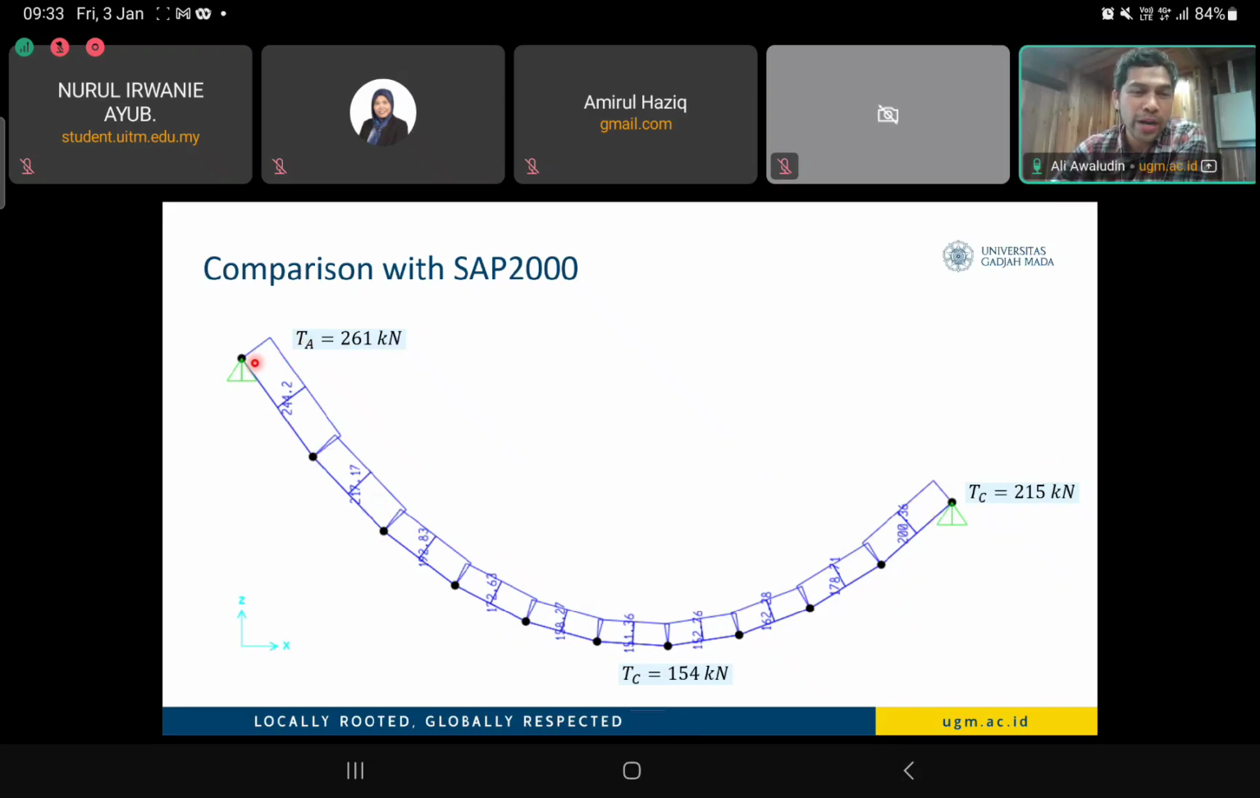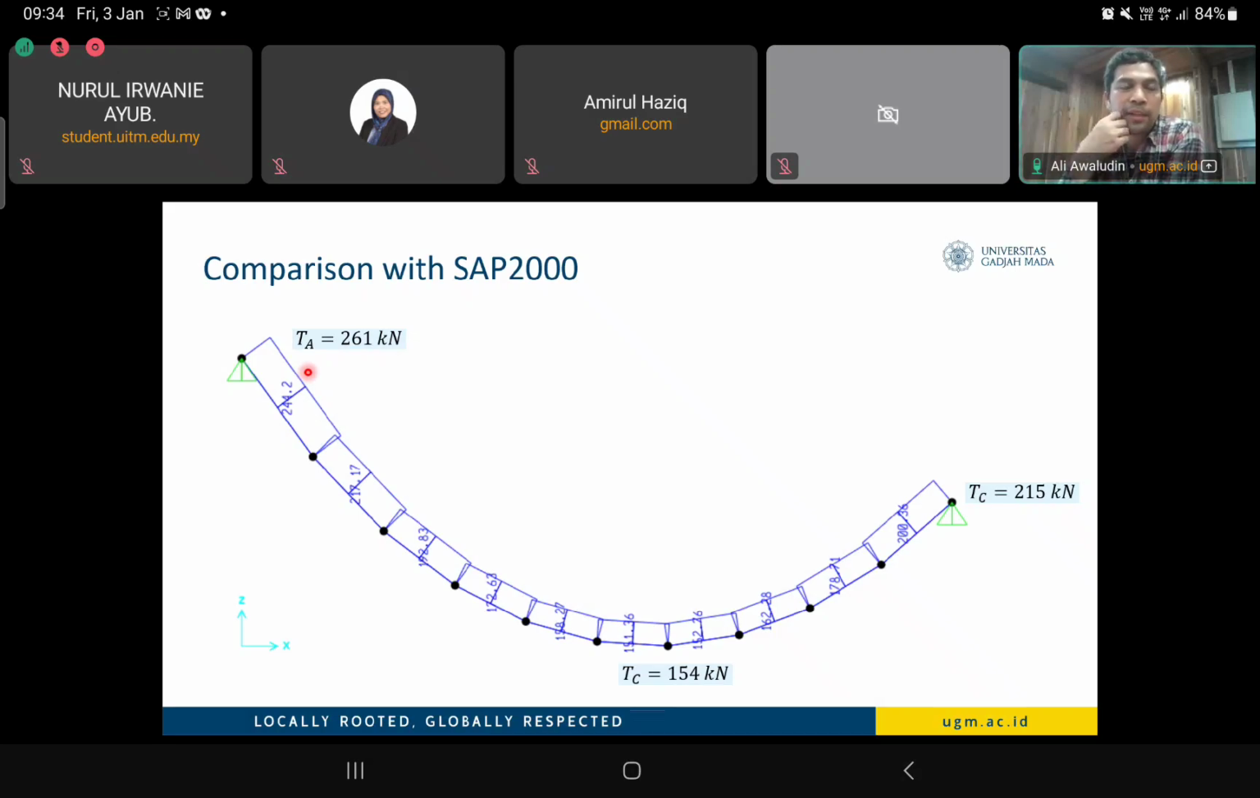So here we are modeling this as a frame element, but maybe later on you can model it not as a frame element, but as a cable element. Some computer software is also able to model the tension element, but some software cannot. So they have to use another element system, like frame or maybe truss element, and so on.